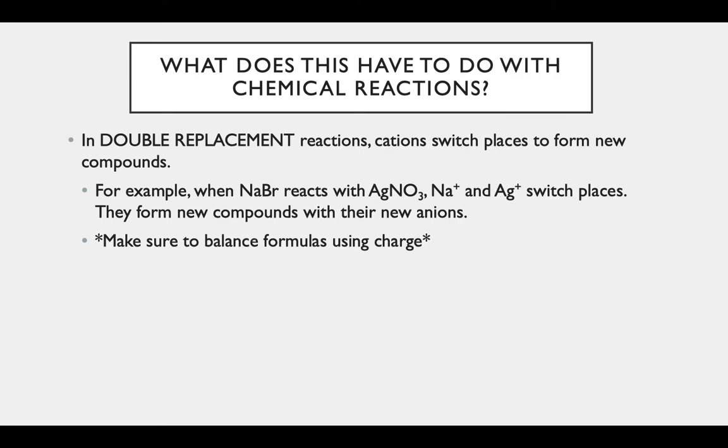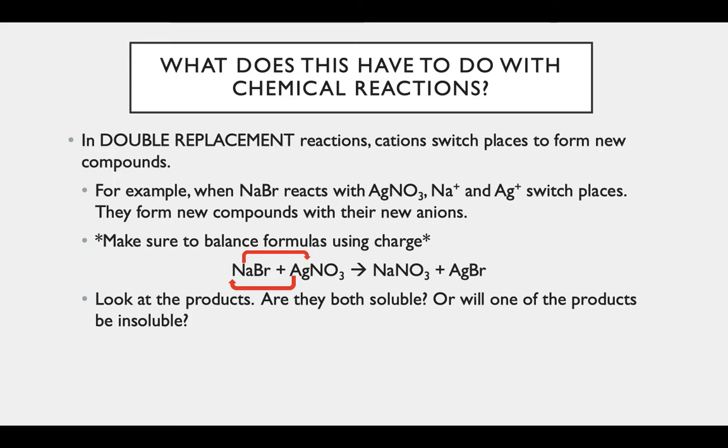Now, anytime you put together a positive and a negative, you need to make sure that you look at the charges and write a formula that balances charge. In this case, all of my charges canceled out. They were all +1 or -1. Notice, though, that my sodium and silver switched places. So instead of sodium bromide on the product side, I now have sodium nitrate. And instead of silver nitrate on the product side, I have silver bromide.